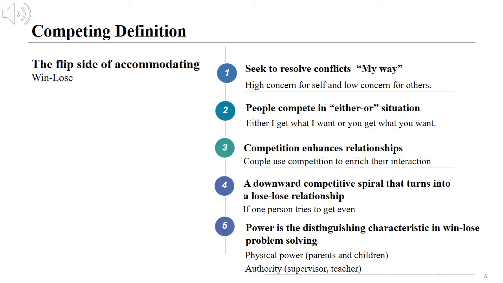Some people compete in either-or situations. Either I get what I want or you get what you want. But some competition can enhance relationships. Some couples use competition to enrich their interaction, such as, I'm better at cooking in my house and my husband is a better dishwasher. If one person tries to get even, a downward competitive spiral turns into a lose-lose relationship.